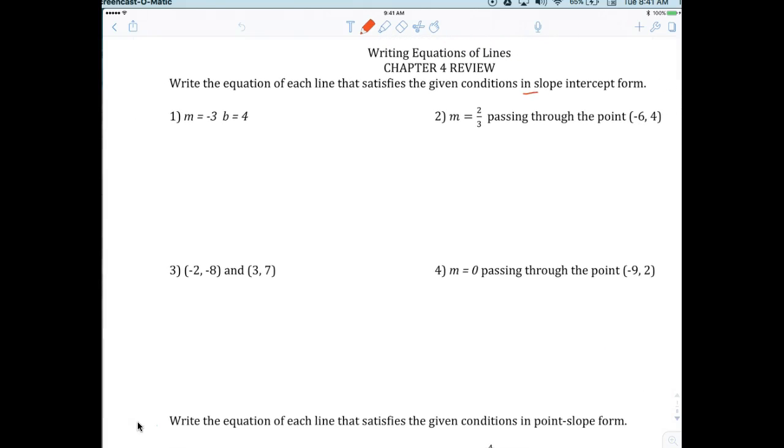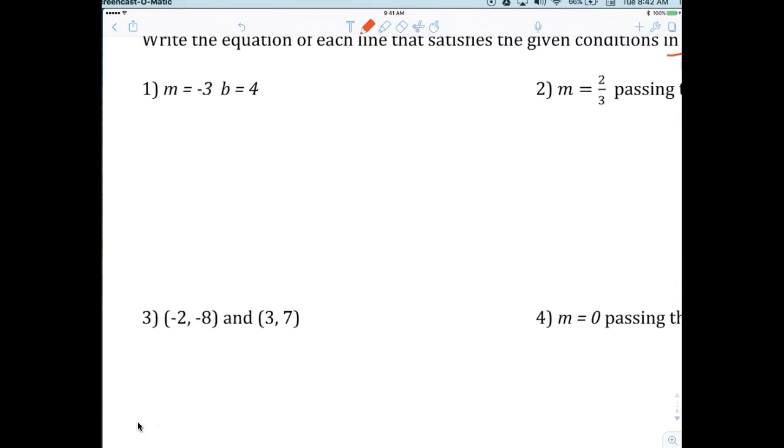Now, it says here slope-intercept form. So right off the bat, you write y equals mx plus b. Everybody with me on that? Why wouldn't it be the one we did yesterday? That was point slope. All right. So now I have m equals -3 and b equals 4. How simple is that, guys? That's the answer.